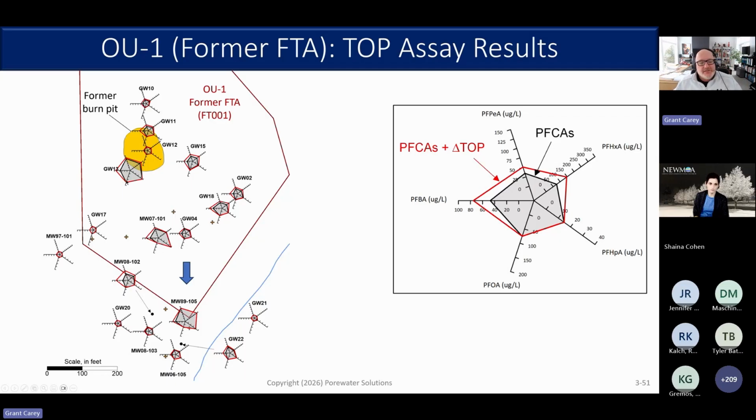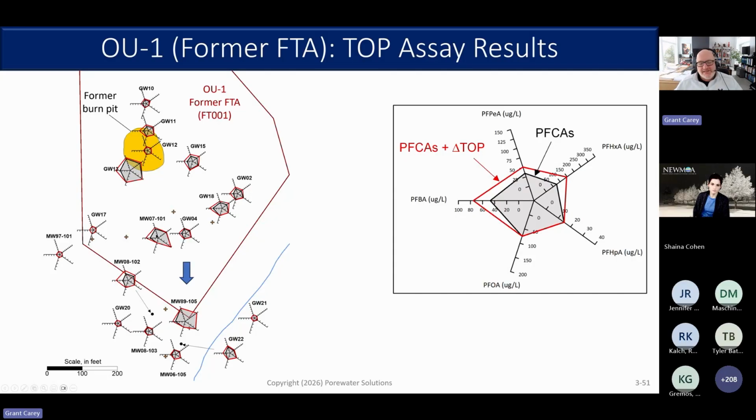Pretty consistently, the long chains don't have much change after the top assays, whereas a lot of the short chains do. So here, at this location, not much in the way of C6 increase, but there were C4 and C5 increases. Pretty much no C7 or C8 either.